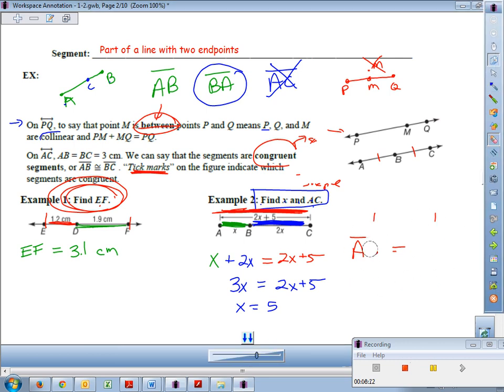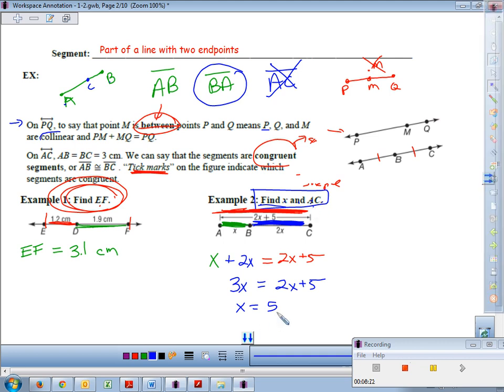And hopefully you get x equals 5. Do you get that? Let's see if we've answered the question. Find x and the distance from A to C. Have we done all that? We found x. Now let's find the distance from A to C. Isn't that the entire red thing right there?